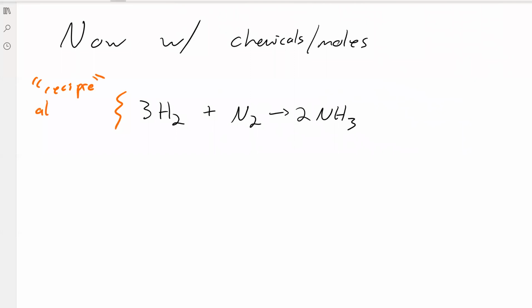The main thing they need to do with these recipes or our chemical equations is always check that it's balanced. Right, make sure that everything on the left side shows up on the right side. In this case, it is balanced. And again, we have our stoichiometric coefficients, right? A 3 in front of the hydrogen, a 1 in front of the nitrogen, and a 2 in front of the NH3, which is known as ammonia. Those are stoichiometric coefficients.